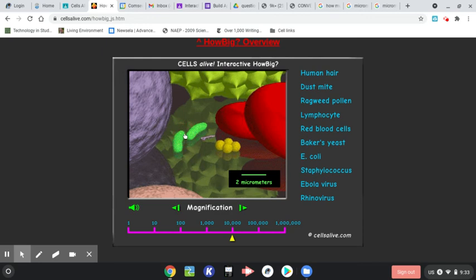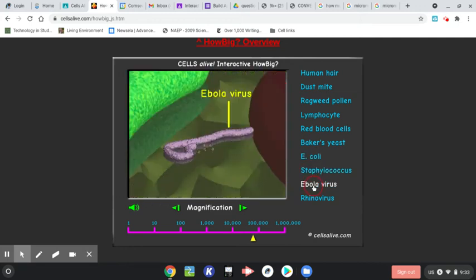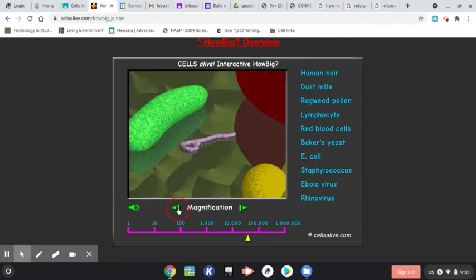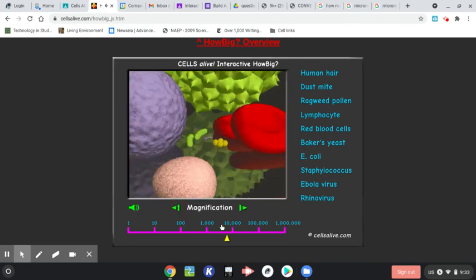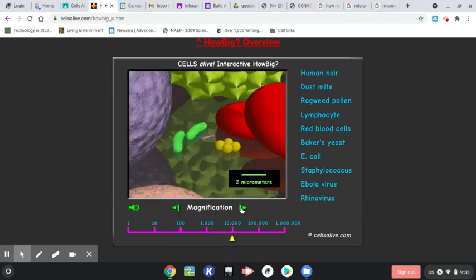Maybe I've got to focus in a little more. Let's see. E. coli, Staphylococcus, these are types of bacteria. So these are how big small bacteria are. And this is the Ebola, and that just magnified again. So I'm going to go back for a minute. That's the Ebola virus you hear about. Again, these are 2 micrometers.